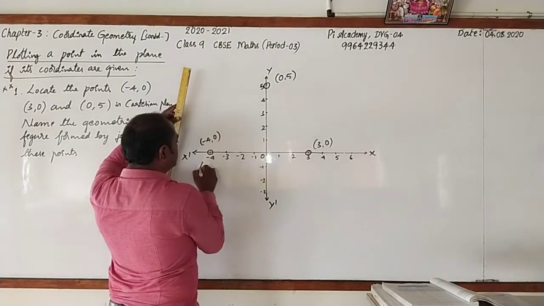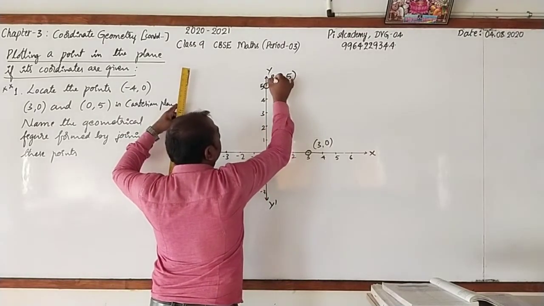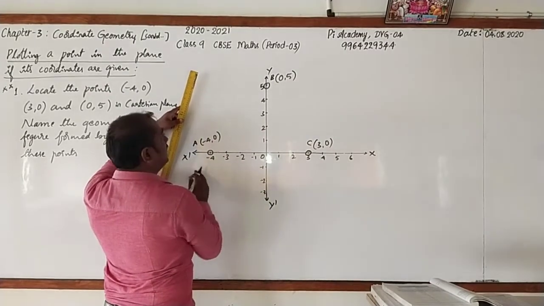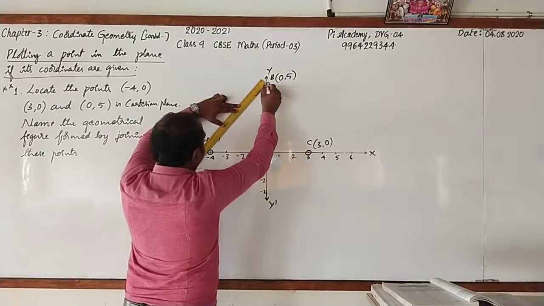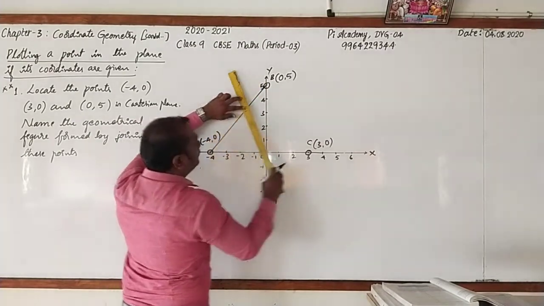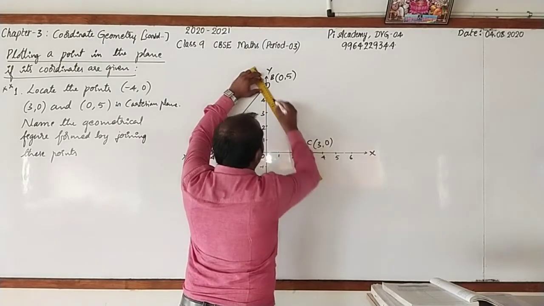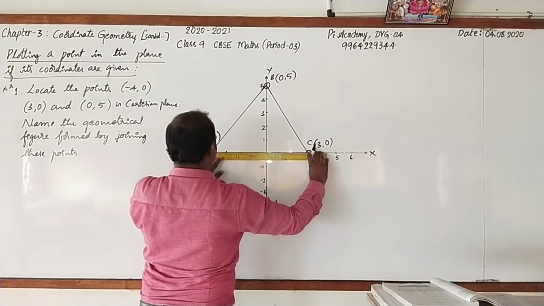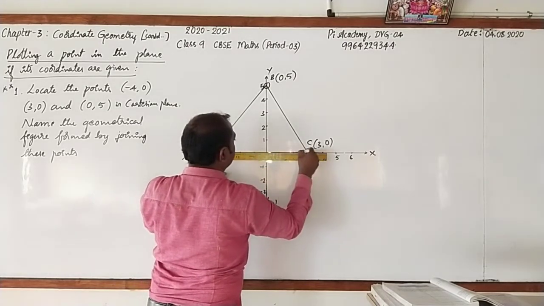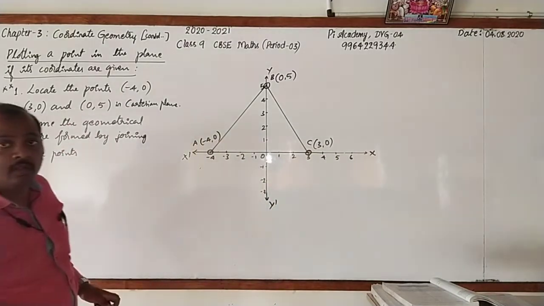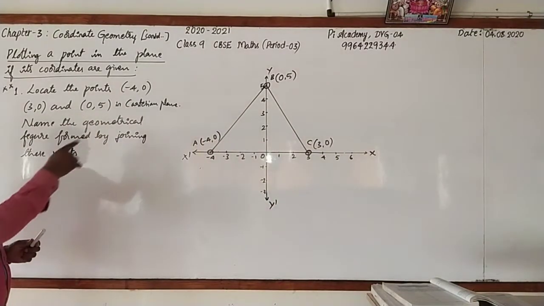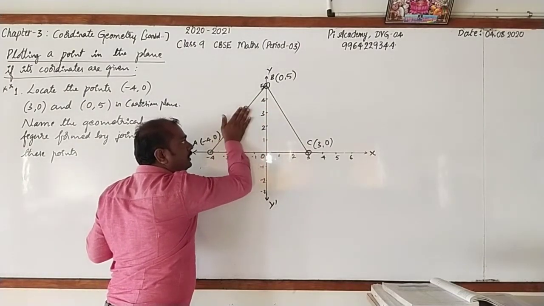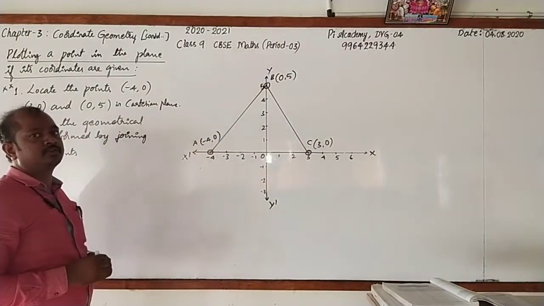I will go for naming these as A, B and C. Let us join the points A and B, A and B. Then B and C. Observe. B and C. Next, A and C. All the 3 consecutive points are joined. Now you tell the geometrical figure that is obtained. Yes, this is the geometrical figure bounded by 3 line segments, which is called a triangle.